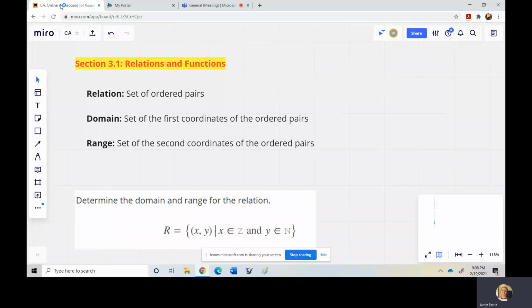In this video, we're going to go over section 3.1, which is called Relations and Functions. So first, let me tell you what a relation is, and then once we do some examples with relations, I will tell you what a function is.